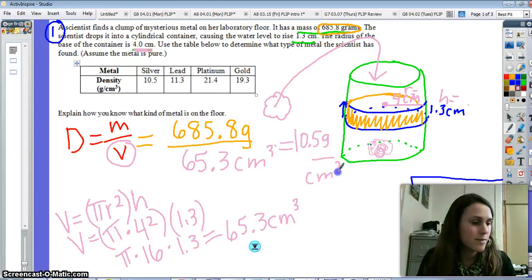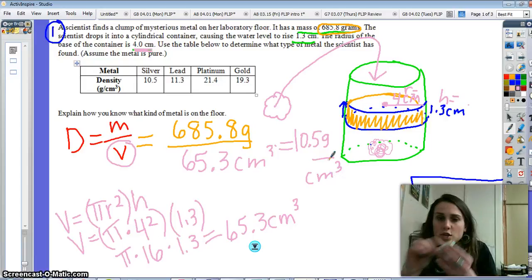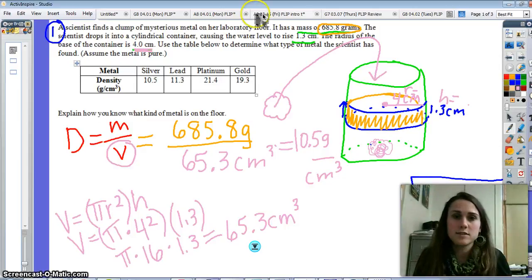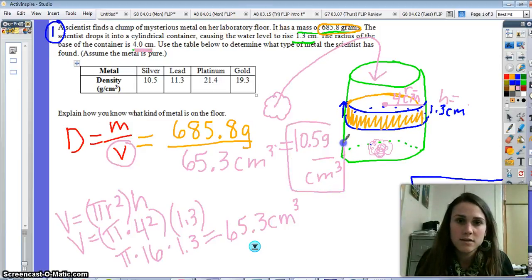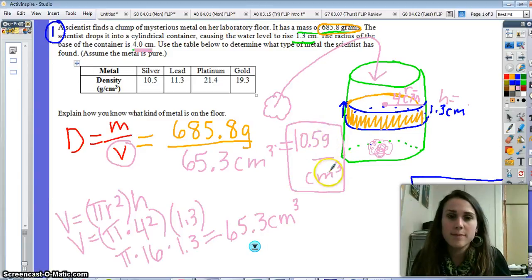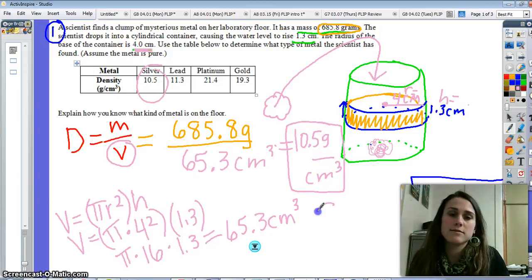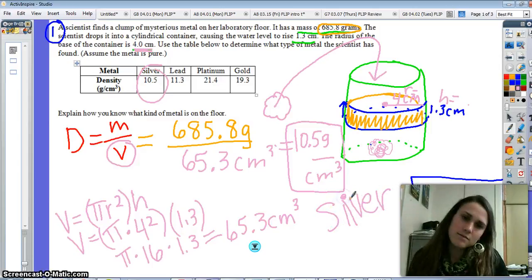per cubic centimeter. For every cubic centimeter, so imagine like a little Rubik's Cube block, for every cubic centimeter of this metal weighs 10.5 grams. And our density is written then as 10.5 grams per centimeter cubed. What type of metal is this? It's not gold, but it's silver. Yay!